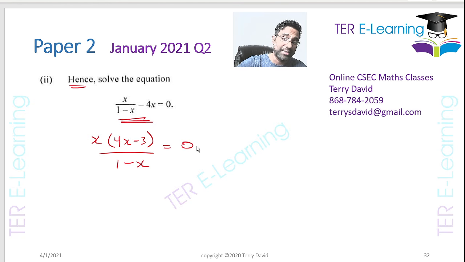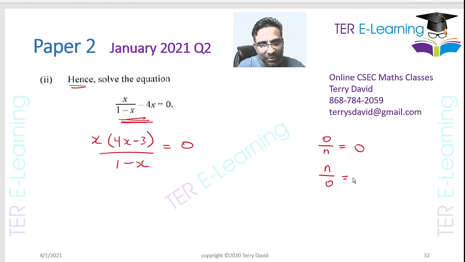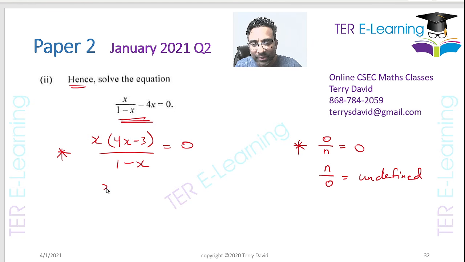Now, some students get a little confused when they have to solve a problem like this. But you need to remember certain things. 0 divided by any number is going to give me 0. However, any number divided by 0 is undefined, right? Now, according to this equation here, we have that equal to 0. The only way that can be equal to 0 is under this condition here. The numerator has to be equal to 0. So we can say x open brackets 4x minus 3 is equal to 0.